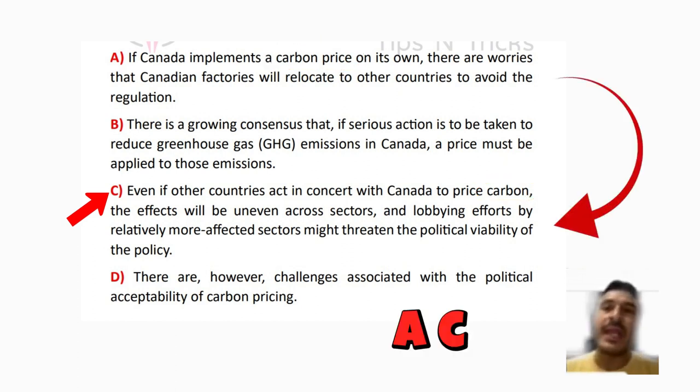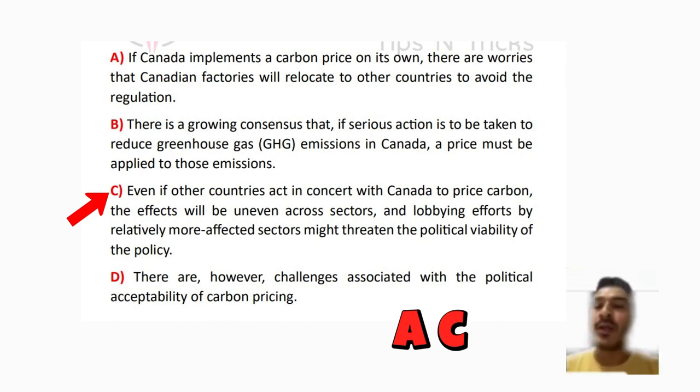So after A, C will definitely come. Because in the A option, if Canada implements a carbon price, here clearly we are finding Canada is trying to implement. So afterward, other countries may act with Canada. So the starting point is A and afterward C. But A is not an independent sentence. We are left with only the D option.